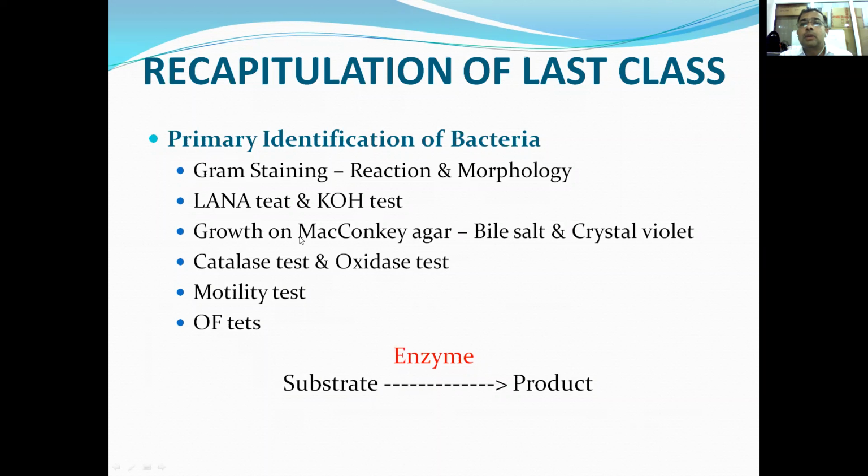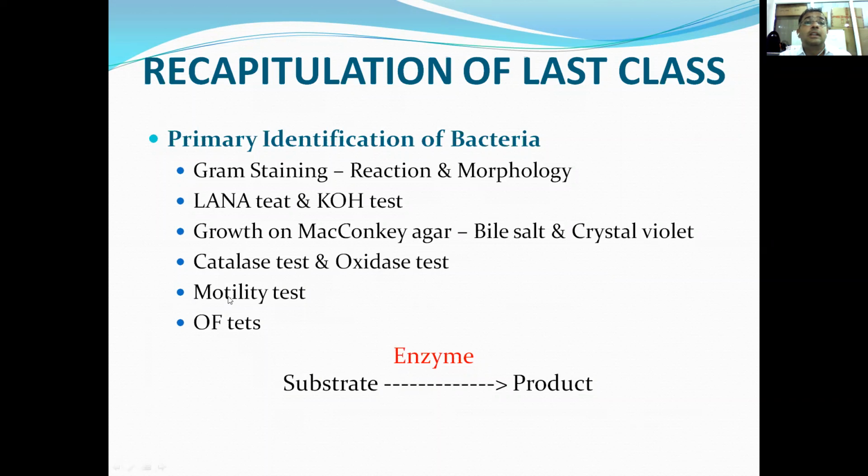Then growth on MacConkey agar will help to differentiate gram positive from gram negative, as it contains specific agents like bile salt that promotes the growth of gram negative, whereas crystal violet inhibits the growth of gram positive bacteria. And then we had also discussed the pair of tests, catalase and oxidase. This is also important to classify bacteria up to some genus.